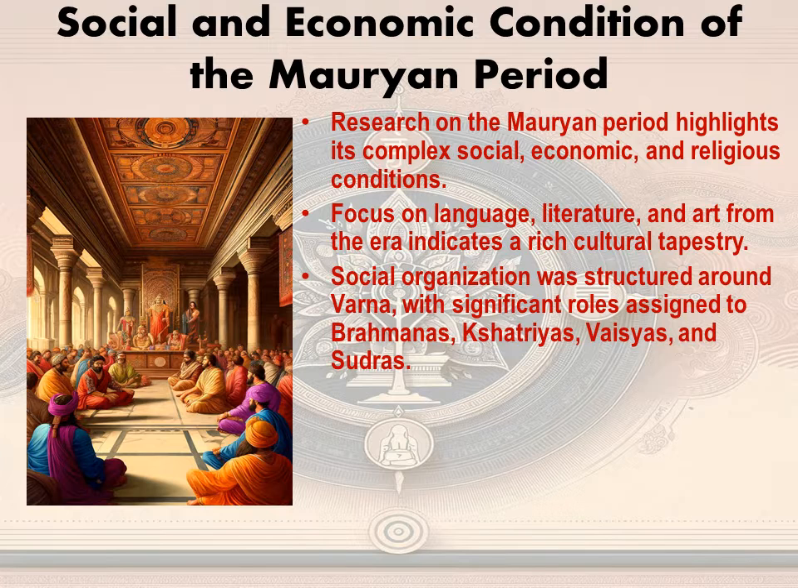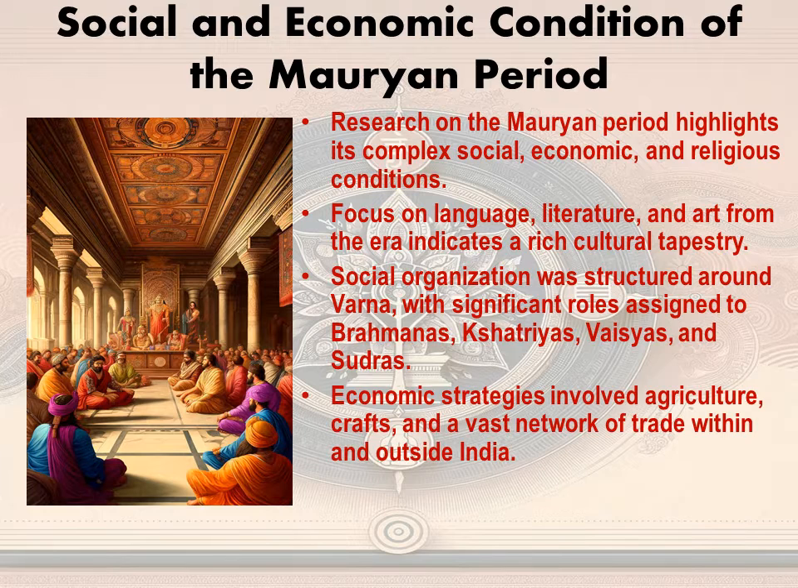Social organization was structured around Varna with significant roles assigned to Brahmanas, Kshatriyas, Vaisyas, and Sudras. So there were social roles assigned to each of the Varnas, and the main four Varnas were, as usual, Brahmanas, Kshatriyas, Vaisyas, and Shudras.